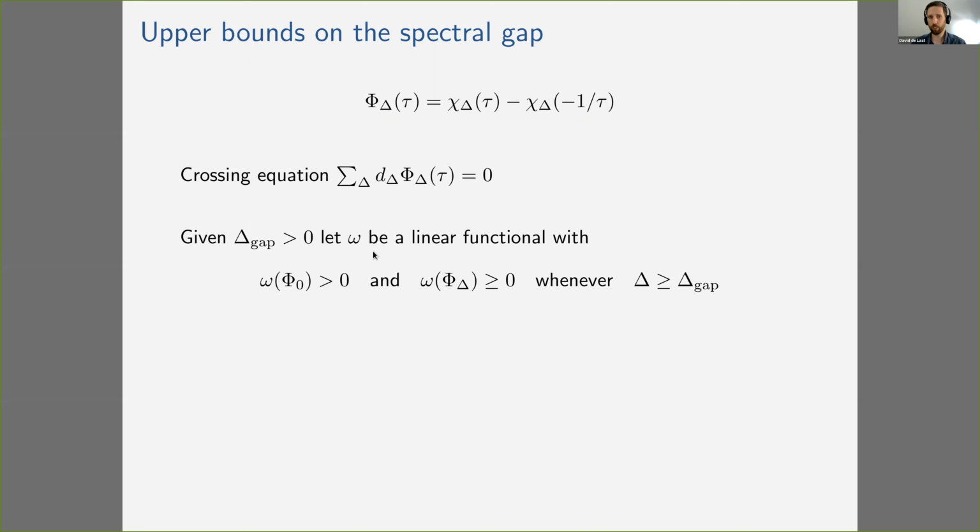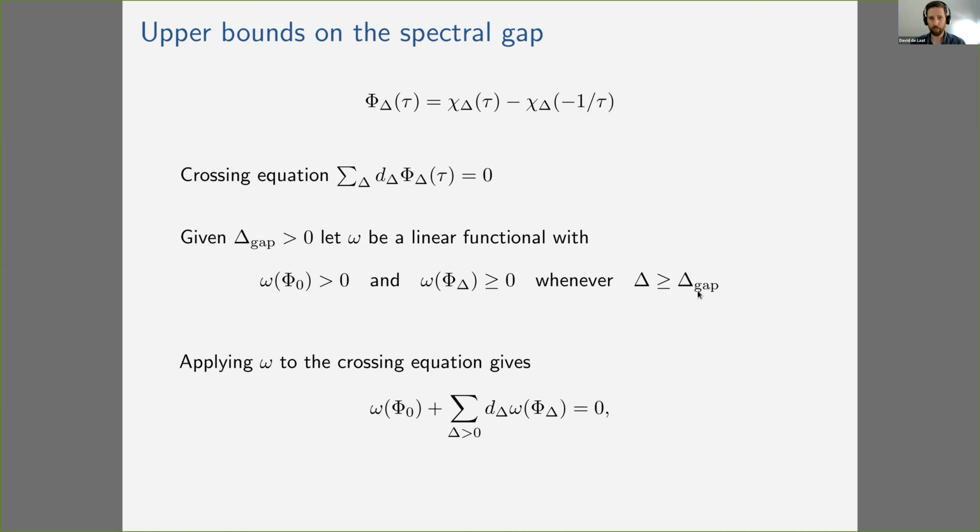Then given a delta gap, some number greater than 0, we define a linear functional that is strictly positive on phi sub 0, and that is non-negative on phi sub delta whenever delta is at least delta gap. And applying this linear functional omega to the crossing equation gives you 0, simply because the crossing equation is 0. But then we can separate the first term from the series. So we get omega of phi 0 plus all the other terms.